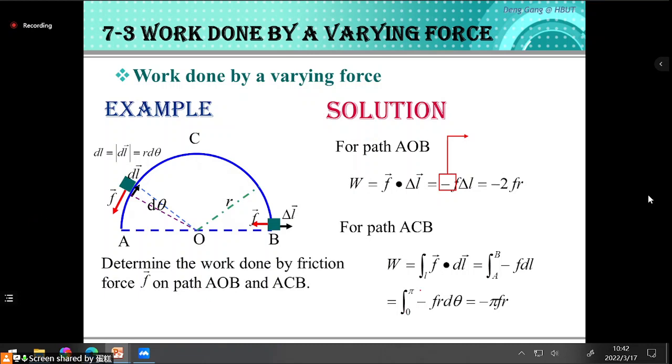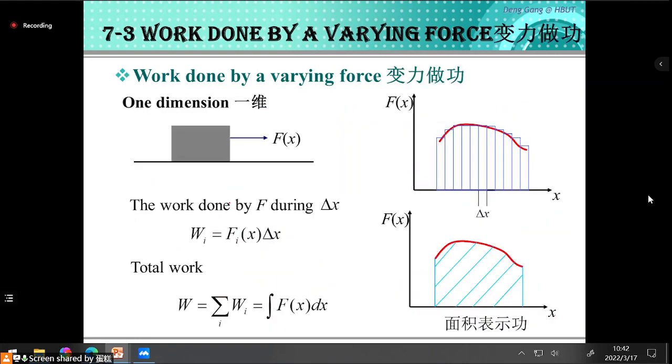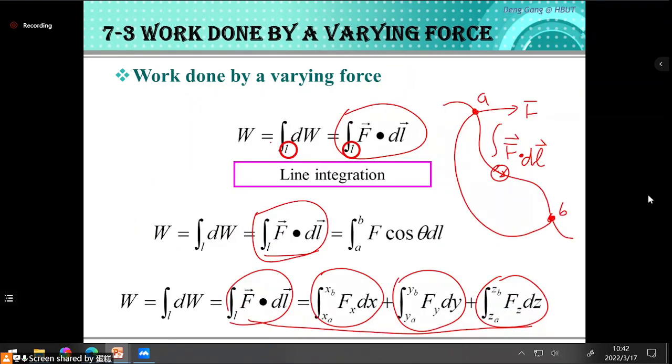So the integration from 0 to pi, that's why minus pi FR. Only if we calculate the magnitude, it's 2FR, and here is pi FR. That means along these two paths, the work can be different. Generally speaking, the work depends on the particular path. It is not only determined by where it starts and where it ends. It is also determined by the particular path.